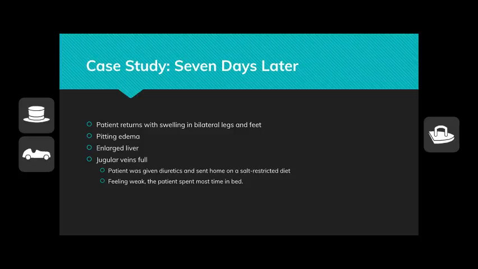7 days later, the patient returns with swelling in the bilateral legs and feet. He had pitting edema, an enlarged liver, and full jugular veins. The patient was given diuretics and sent home on a salt-restricted diet. Feeling weak, the patient spent most of his time in bed.